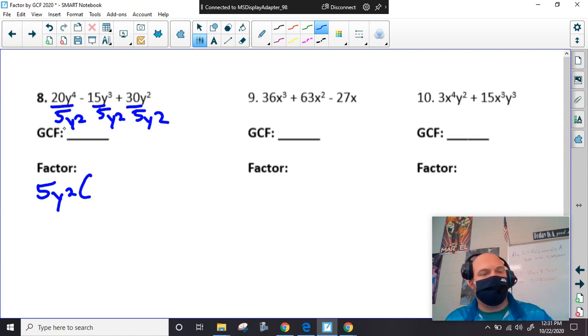So 20 divided by 5 is 4. I have 4 y's, and I take 2 away. I'm left with 2. 15 divided by 5 is 3. I have 3 y's. I take 2 away. I'm left with 1.